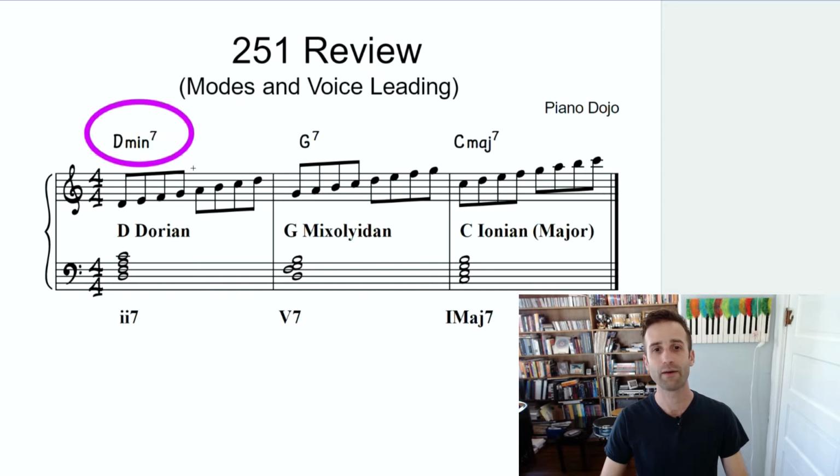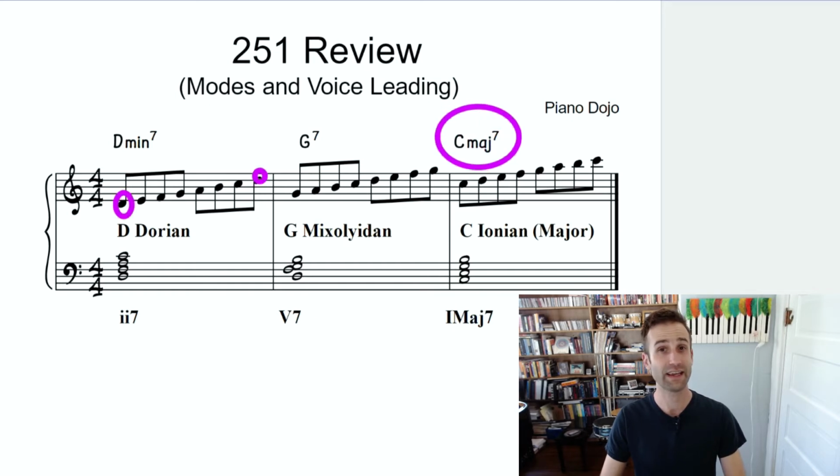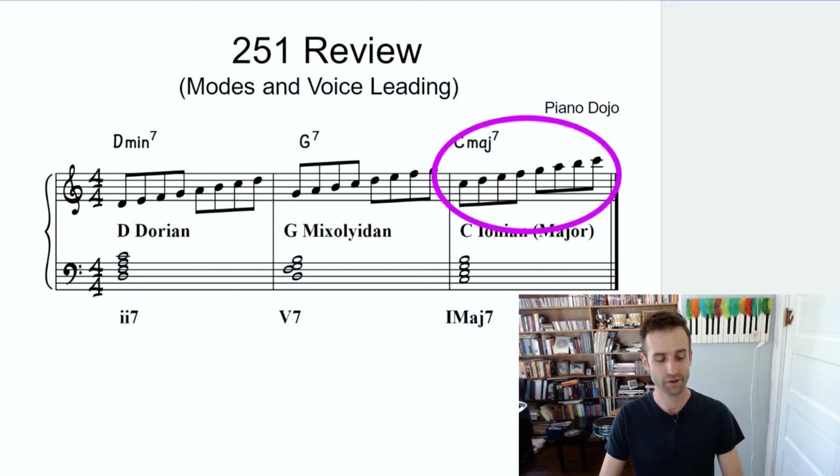We know that with our D minor 7, we were going to be using a Dorian scale, which means from D to D simply in the key of C, our parent key. Now this is the beautiful thing about how modes apply to the 251, is that the G7 mode, our G Mixolydian mode, is also from G to G in the key of our parent key, which is C. And then of course, the Ionian mode, also known as the major mode, is just the C major scale.